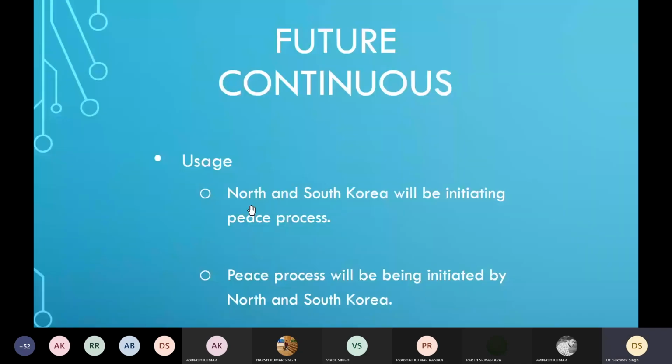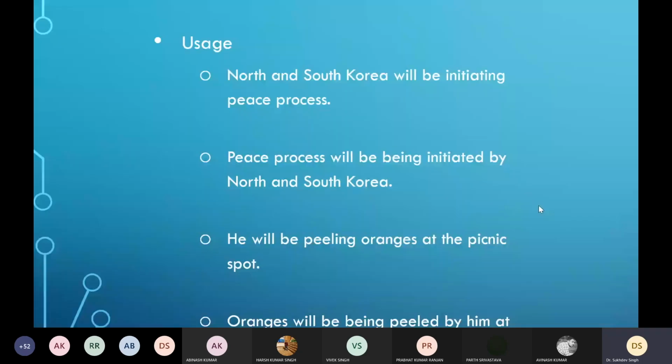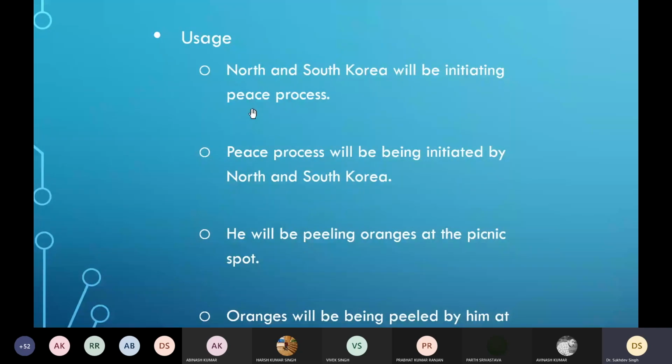Now see the future continuous tense. First sentence: North and South Korea will be initiating peace process. Now we convert this into passive voice. Peace process is the object in the first sentence. We will pick this up and place it in the place of subject.